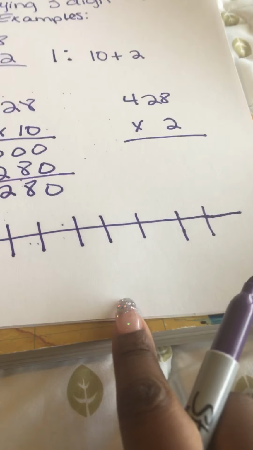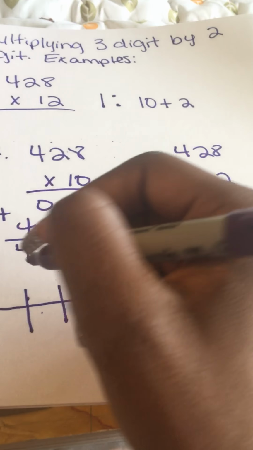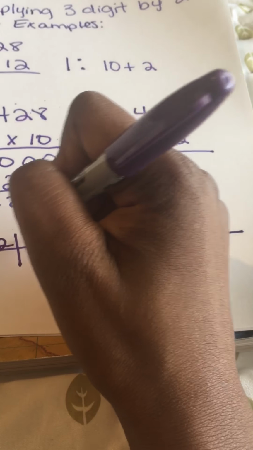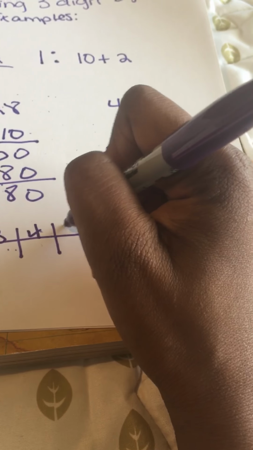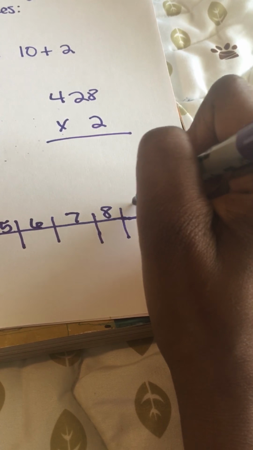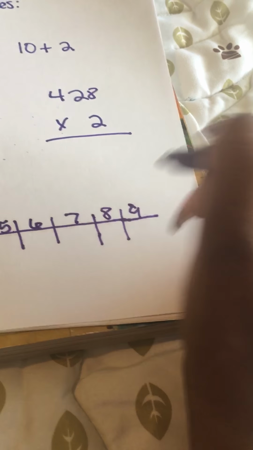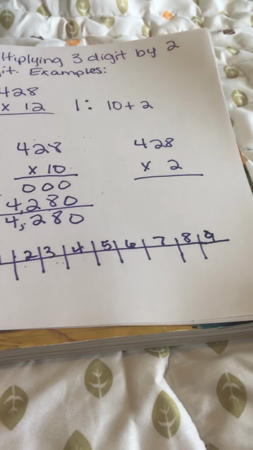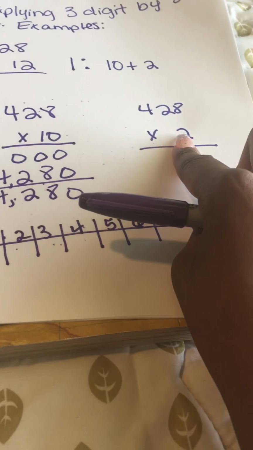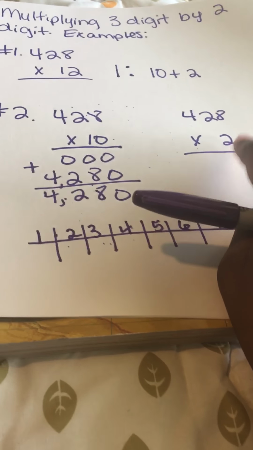Okay, so they have that chart, and they're going to go back and number it 1 through 9. Every single time they're going to number it 1 through 9, okay? So 1, 2, 3, 4, 5, 6, 7, 8, and oh, I'm sorry, I have to hold the camera at the same time. So, okay, so it's 1 through 9. Now we're going to come back and we're going to be multiplying by 2. We're going to be counting by 2.